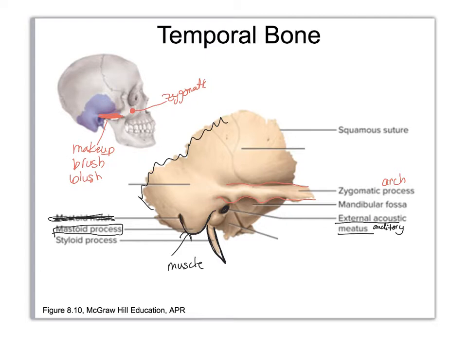Okay, and then one more feature that's really important. We all like to eat, which means we need to be able to chew, which means we need to be able to move our mandible. The mandible goes in right here. All right, and this is a joint surface that we call the mandibular fossa. So a fossa is just a depression. All right, and so mandibular fossa, depression for the mandible.